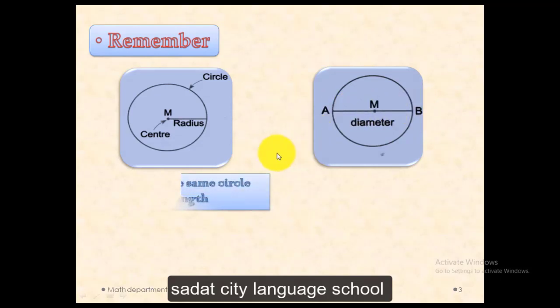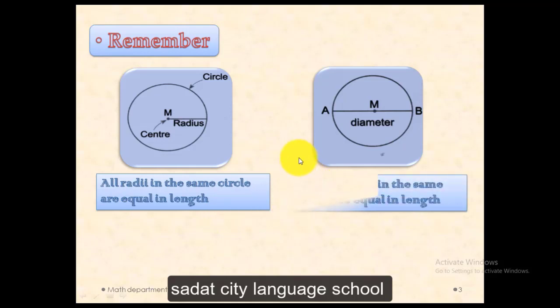So in any circle, all radii in the same circle are equal in length, and also in any circle, all diameters in the same circle are equal in length.